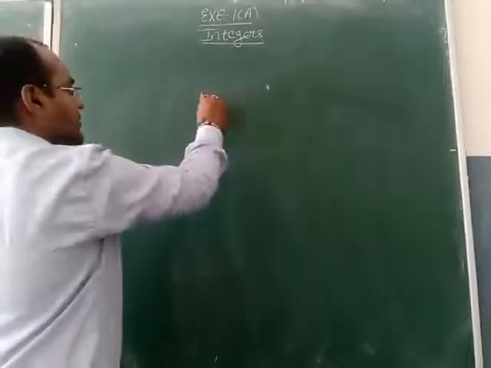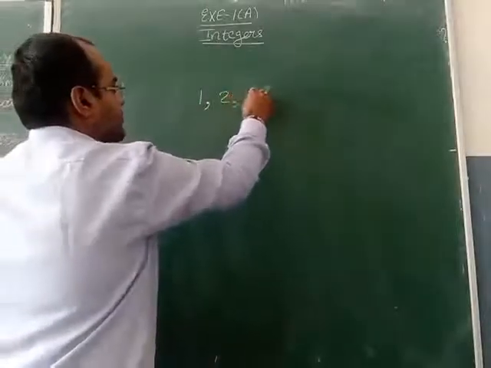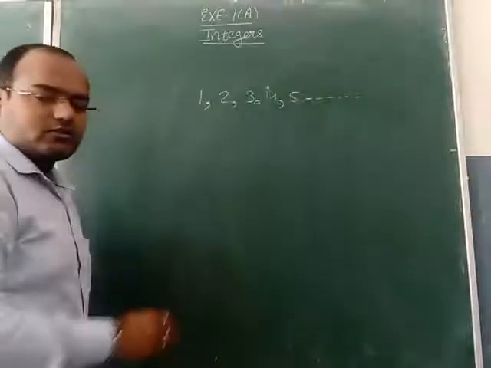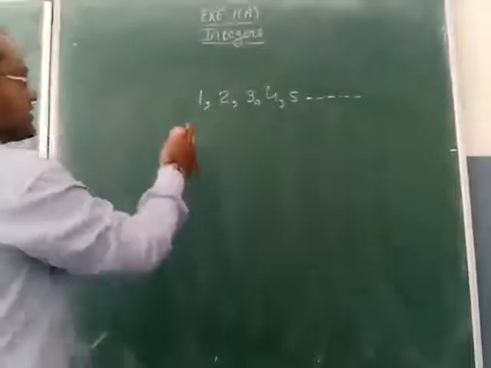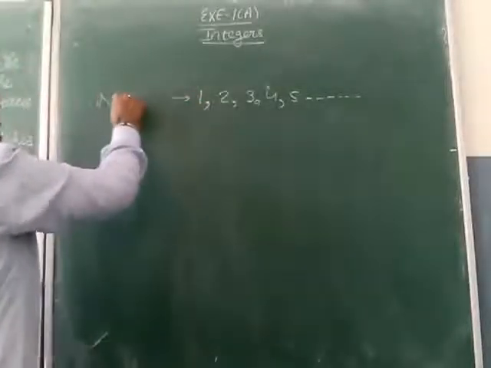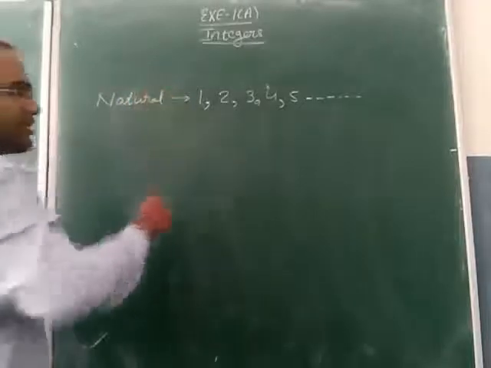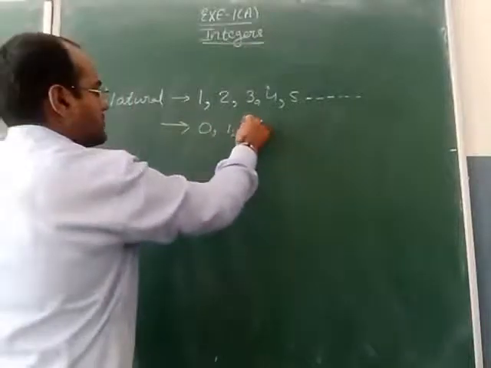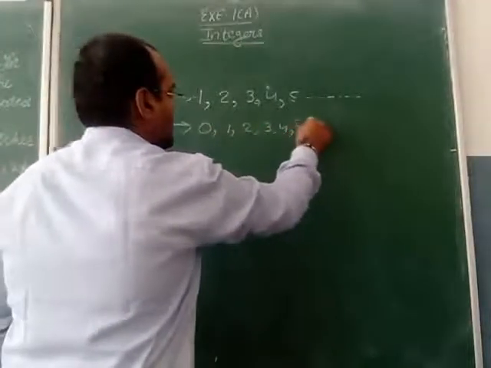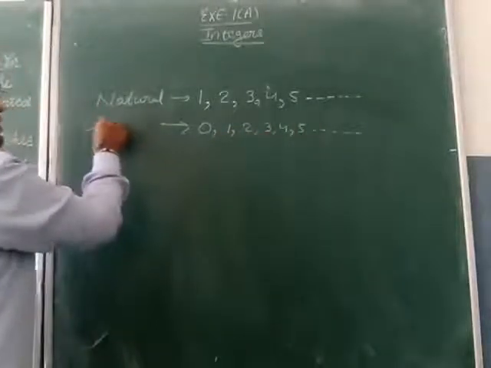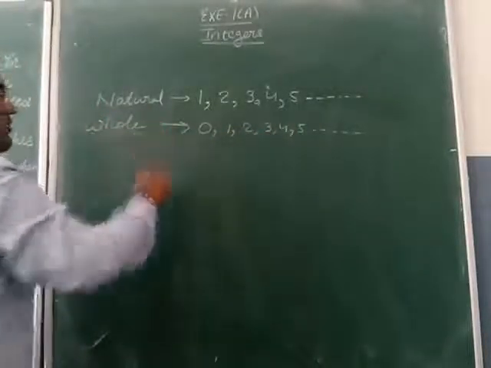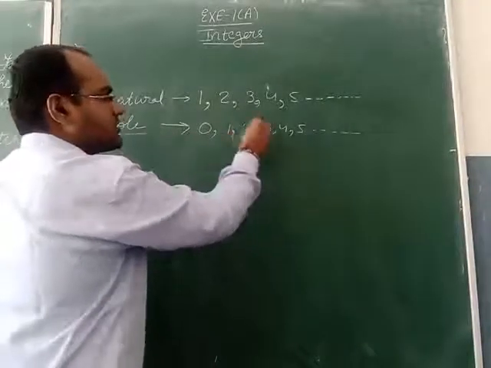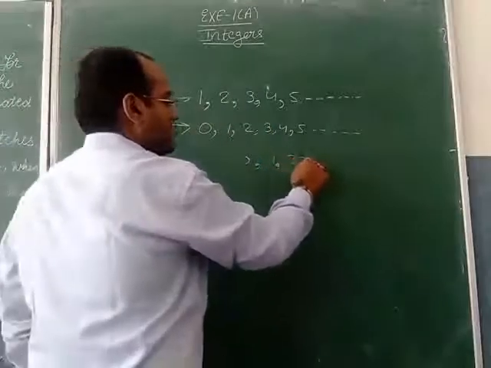So here I am writing a few numbers: 1, 2, 3, 4, 5 and so on. Such numbers, starting from 1, come under the category of natural numbers. These are natural numbers. If we include 0 also in these numbers, then such numbers are known as whole numbers. These are whole numbers.